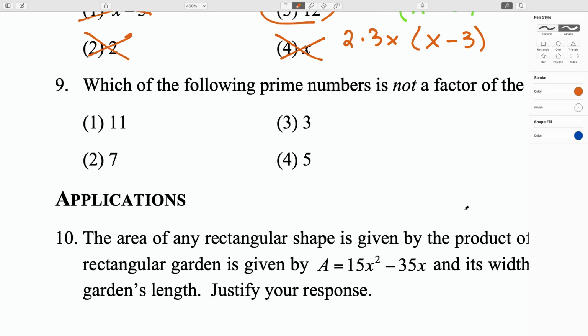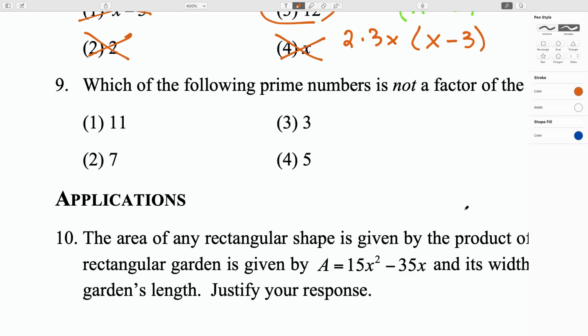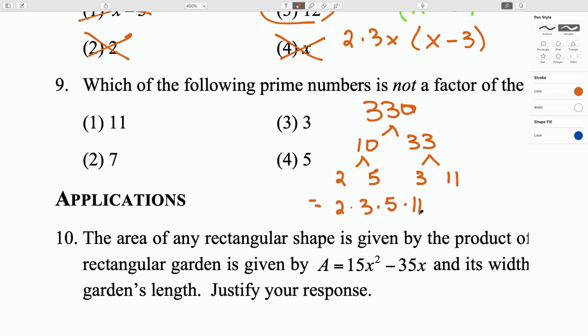Which of the following prime numbers is not a factor of the integer 330? So to find this out, let's do the prime factorization of 330. There's a 0 at the end, so I know it's a multiple of 10. 10 times 33 gives me 330. 10 can be factored into 2 times 5, and 33 can be factored into 3 times 11. So my prime factorization is 2 times 3 times 5 times 11.